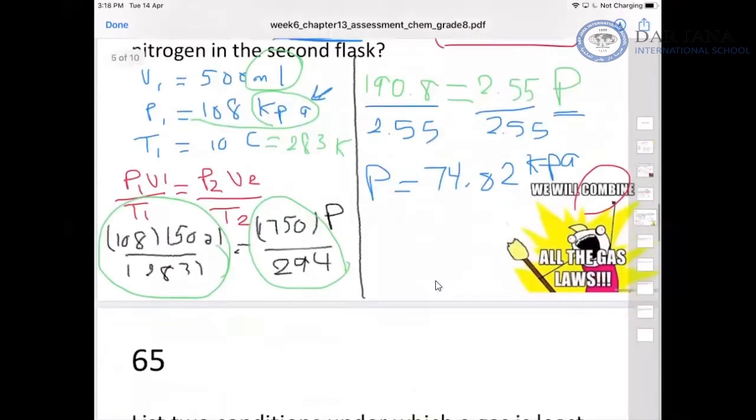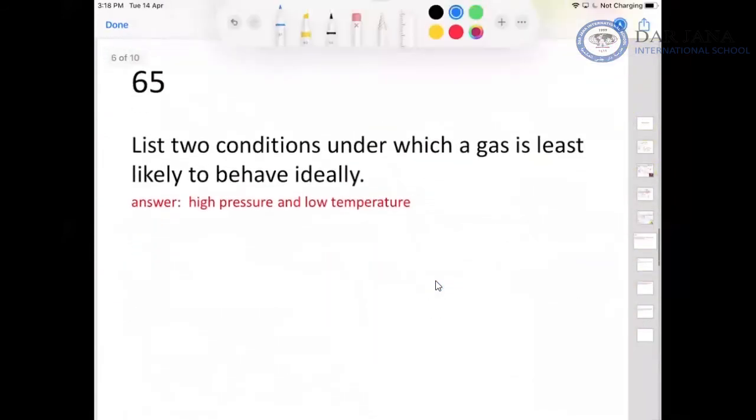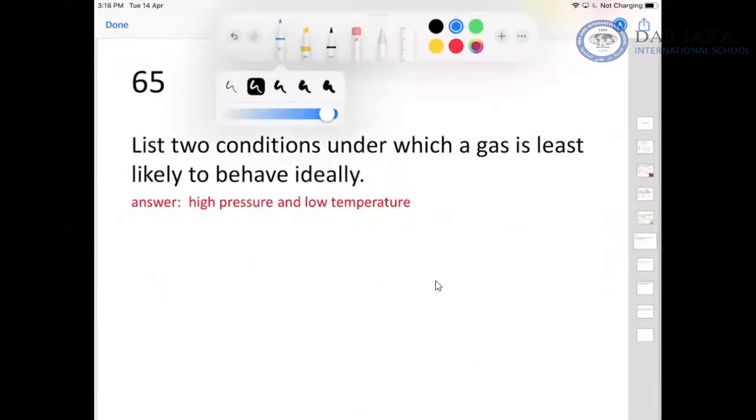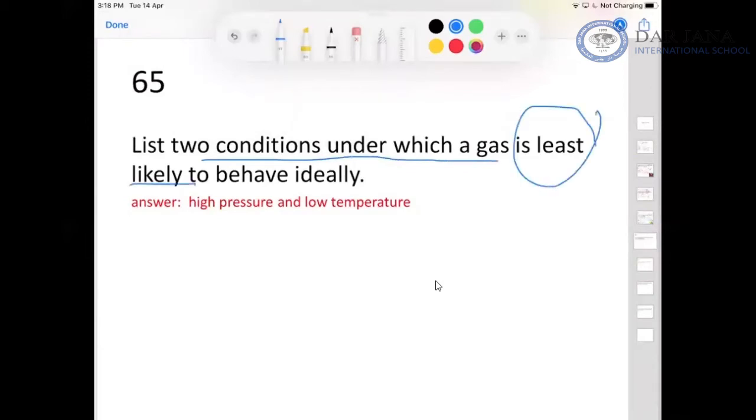Let's move to another question. Number 65. List two conditions under which the gas is least likely to behave like an ideal gas. Now, what makes a gas an ideal gas? In an ideal gas, we are assuming that the particles are so far away from each other that we neglect any intermolecular forces between them. We neglect any attraction or repulsion among them because they are far away from each other. That's for the ideal gas.